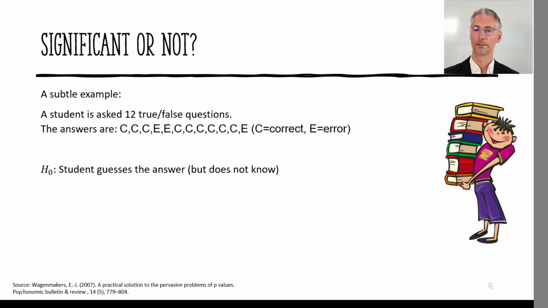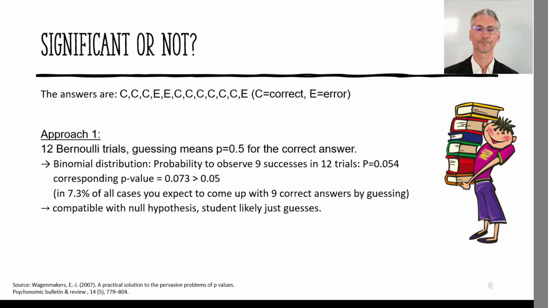Let's do a little example. So let's ask a student 12 true and false questions, and you have correct and error answers, and you have the following sequence. Now you want to establish if the student guesses the answer but doesn't know. That's our null hypothesis. How do we want to do this? Think about which assumptions you make and how you want to model this.